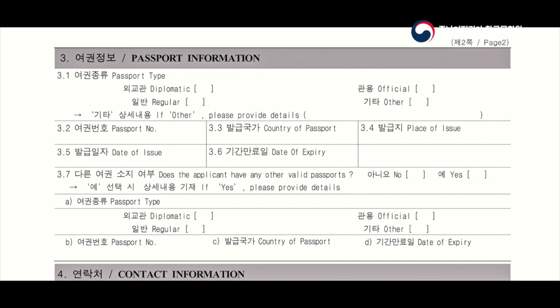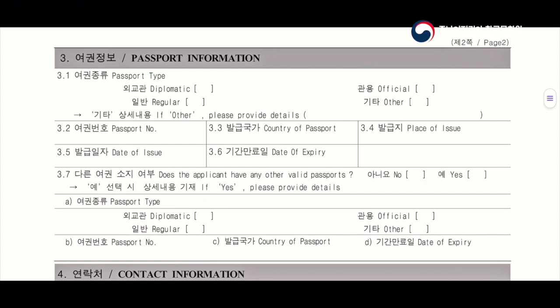If you have any other valid passport, you have to indicate and provide more details on that passport. If it's diplomatic, official, regular, or others, the passport number, country of passport, and the expiring date, for the other passport you have, which is not the one you're using to apply. So that is it for the passport information.